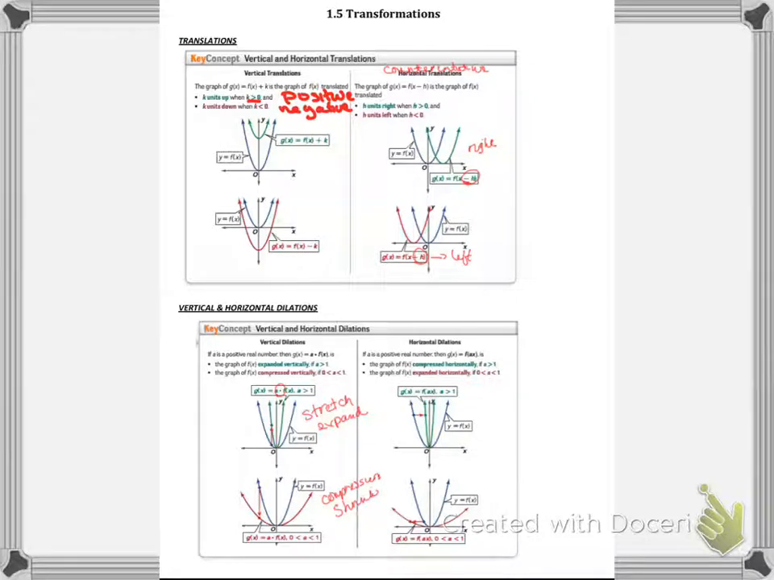Horizontal dilations are, once again, opposite of what you think. So when you have an a in here, if your a is bigger than 1, so like you have f of, let's say, 2x, then with these two graphs, what you're looking at isn't actually stretching it horizontally by 2, it's actually compressing it by 1/2. And if you had a fraction inside the parentheses, then that's not shrinking it by 1/2, it is actually expanding by 2. So anytime you're dealing with horizontal, it's opposite of what you think.